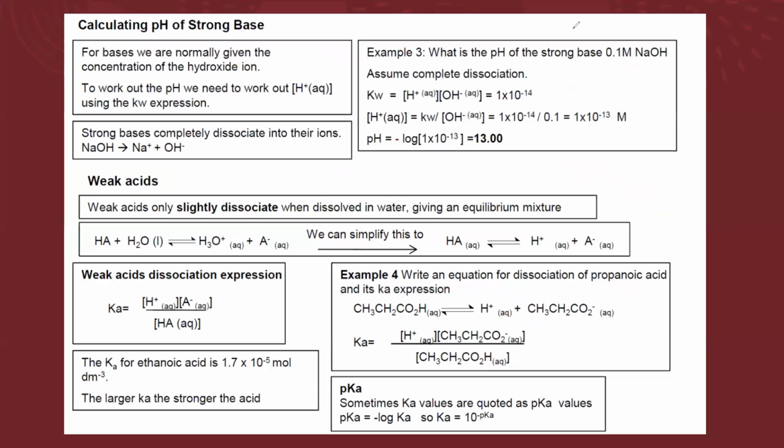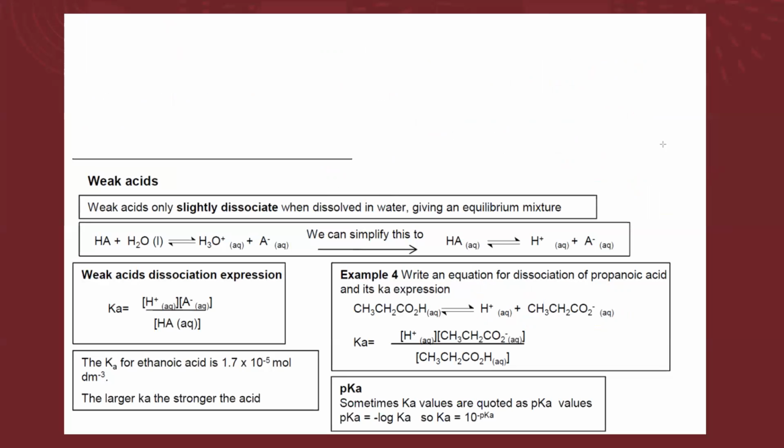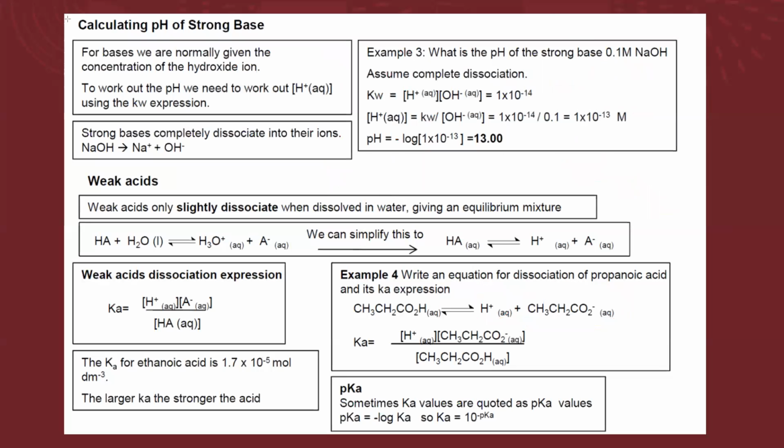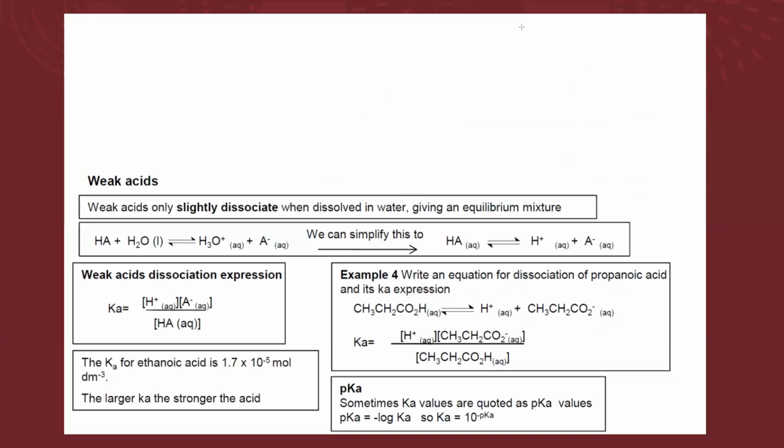pKa and pH are not the same, but the idea is the same. For example, pH refers to minus log of hydrogen ion concentration. So pKa refers to minus log of the dissociation constant of the acid. This is how we calculate pKa.